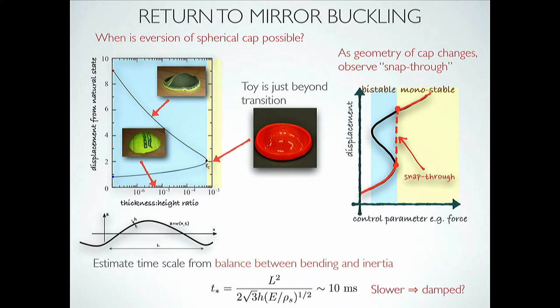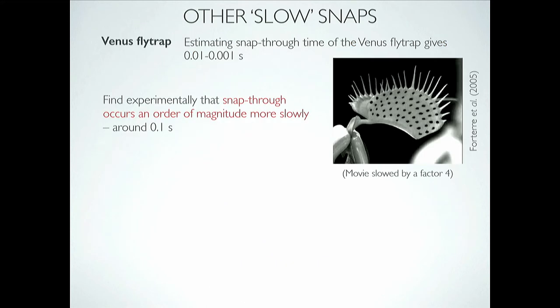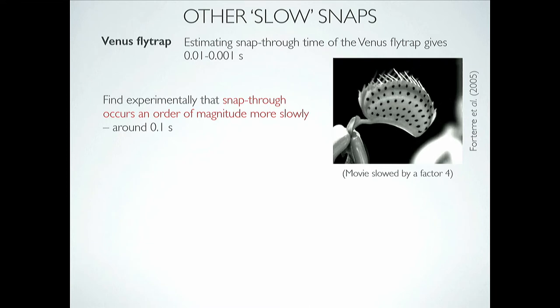So people have said, okay, well, if it's slower, then that means that it must be damped. It must not be an elastic object. There must be some viscous dissipation in the system. Seems like a sensible conclusion. But there's a lot of examples of this in other systems. So, for example, in the Venus flytrap, again, if you estimate how long it should take, the theory says it should take between 1/1000th and 1/100th of a second, and actually it takes something more like a tenth of a second. And again, people say, okay, well, it's slow, so there must be some dissipation.